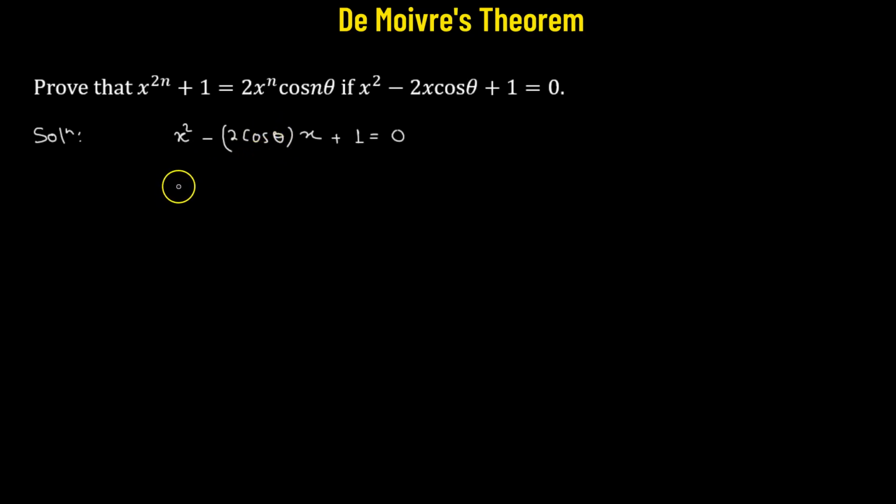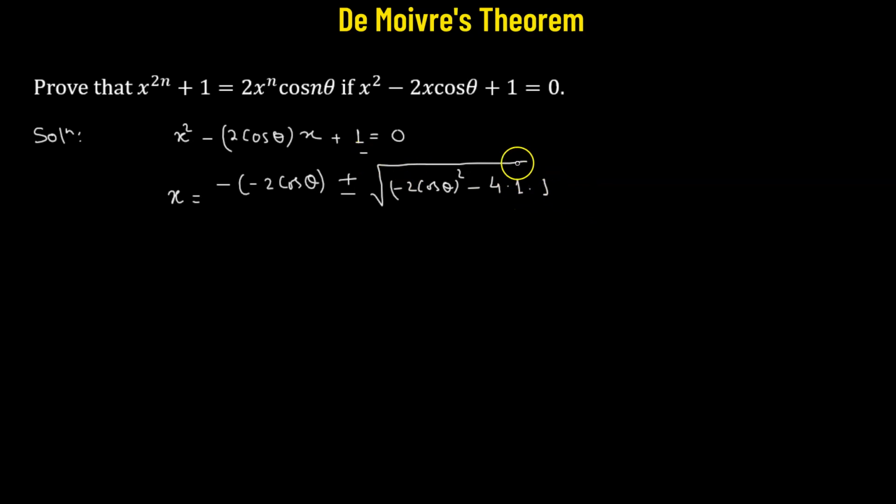So we can use the standard formula for finding out the roots of a quadratic equation, and that should give us x equals, so we have negative of the coefficient of x, which is negative 2 cosine theta, plus or minus, since this is a quadratic equation, we'll have two roots. We have the square root of the coefficient of x, which is negative 2 cosine theta. We'll square it, then we'll subtract from it 4 times the coefficient of x squared, which is 1, and the constant, which is 1. Whole thing divided by 2 times the coefficient of x squared, which is simply 1.